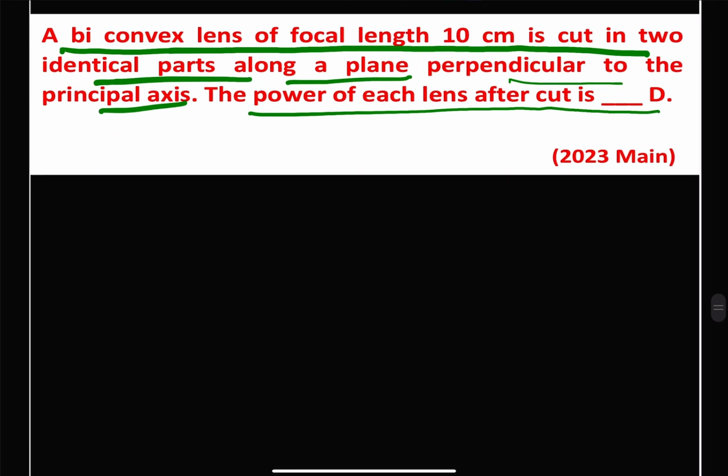So we have a lens, and this is our principal axis, and it is cut along the axis which is perpendicular to the principal axis. So this is going to give us two lenses. Basically we are going to get a plano-convex lens, and we can use the lens maker formula for each individual part. Let us call this L1 and this L2.